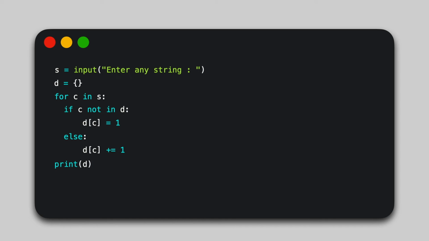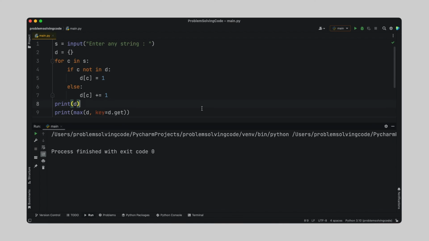Now if we print the dictionary, we will get each individual character and its corresponding count. Since we just want the most frequent character, for that we will use a max function. Now if we run the above code, we should get a most frequent character for the user input data.